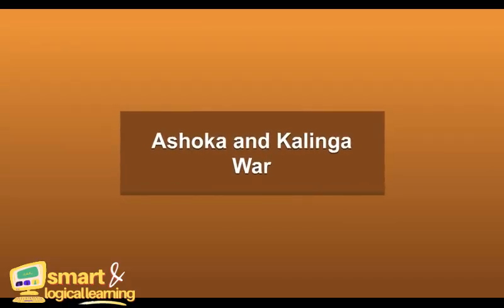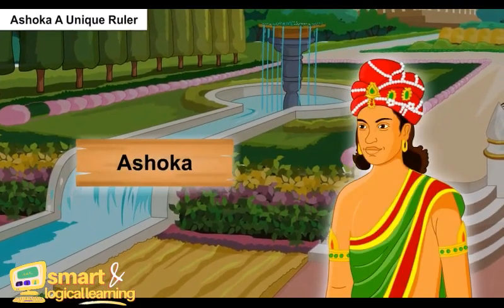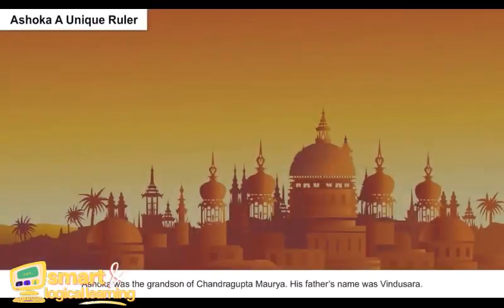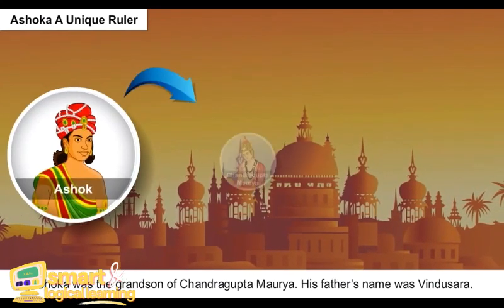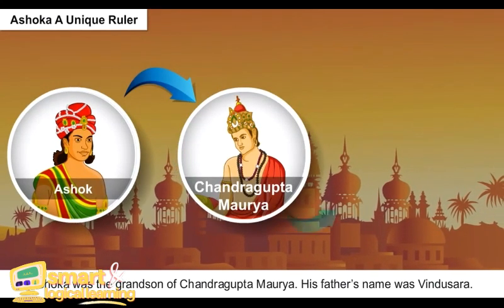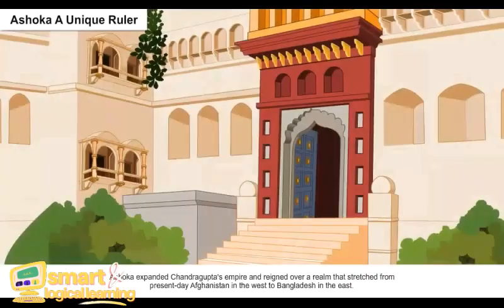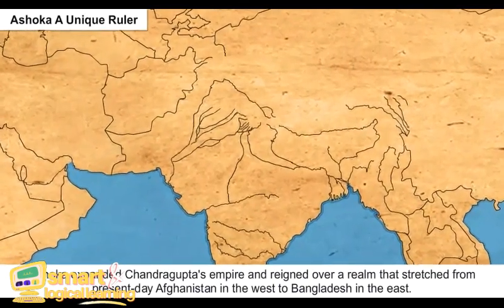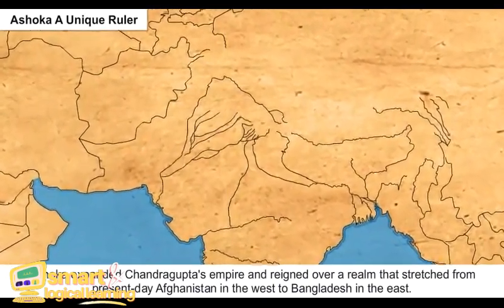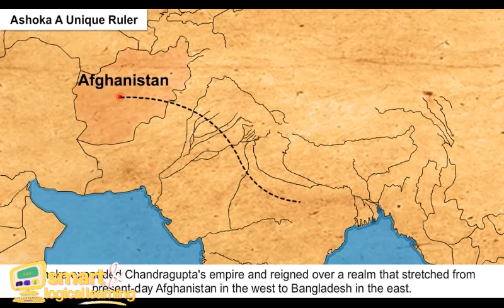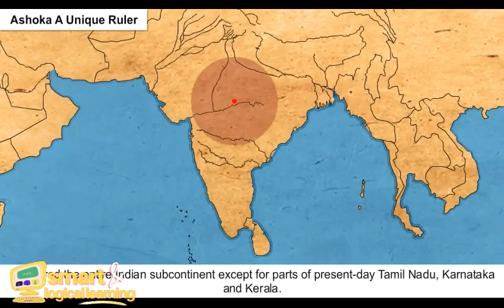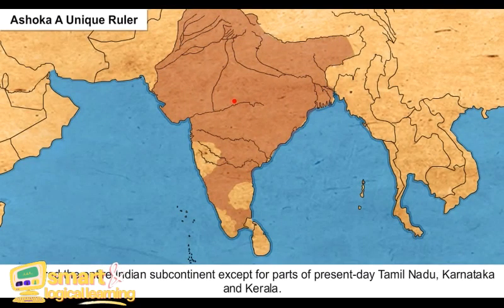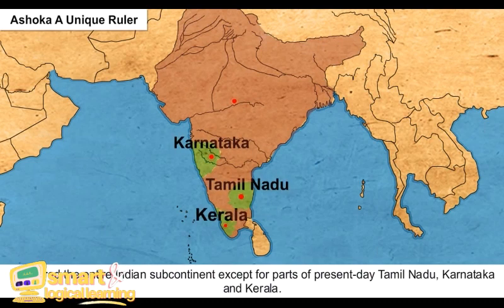Ashoka and Kalinga War. Ashoka, a unique ruler. Ashoka was the grandson of Chandragupta Maurya. His father's name was Bindusara. Ashoka expanded Chandragupta's empire and reigned over a realm that stretched from present-day Afghanistan in the west to Bangladesh in the east. It covered the entire Indian subcontinent except for parts of present-day Tamil Nadu, Karnataka and Kerala.